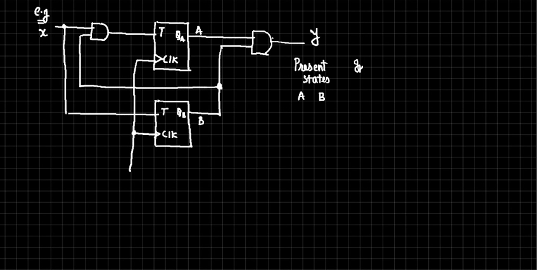How many inputs are there? Only one. X is the only input. Okay, only one variable. Others are simply connections. Okay, so X. What are the next states?